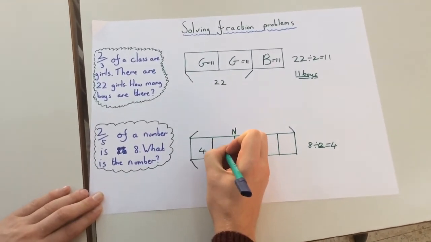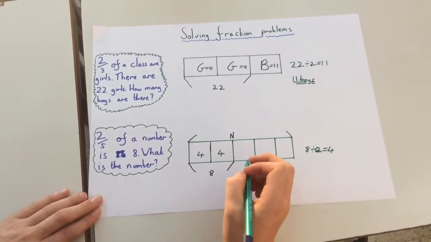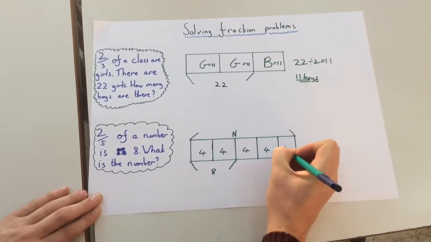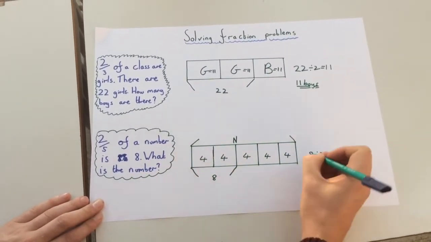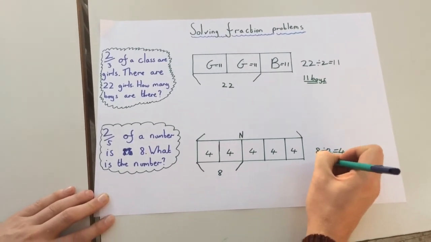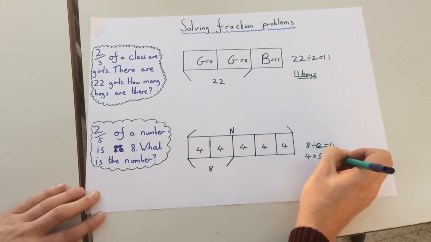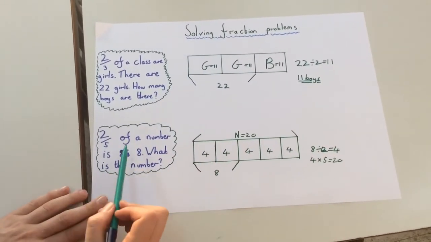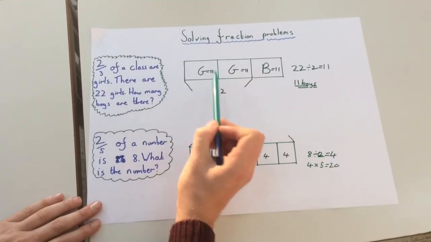So each one is 4. And now I've got 5 of those parts, so this is worth 4, and this is worth 4, and this is worth 4. So to find out what my number is, I'm going to do 4 multiplied by 5 equals 20. So n equals 20. So what we've learned to do is find a fraction of a number and use that to solve problems.